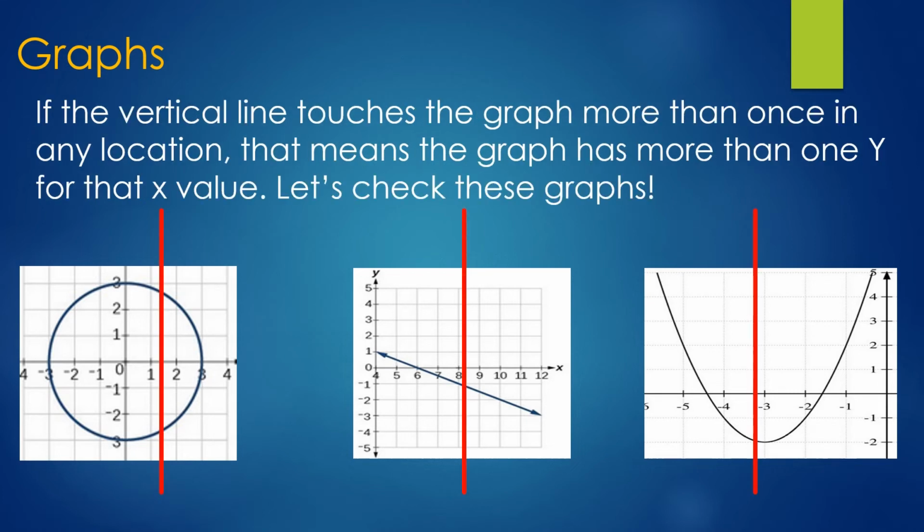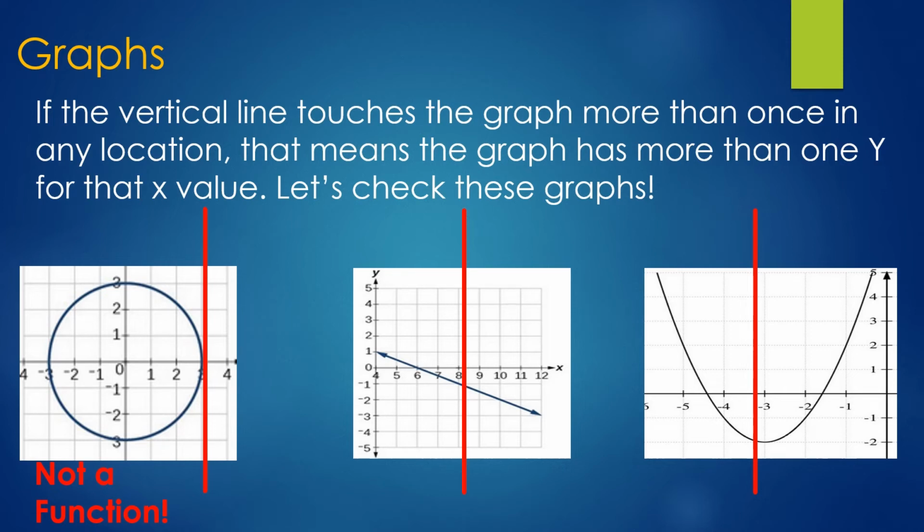If the vertical line touches the graph more than once in any location, that means the graph has more than one y for that x value. Let's check these graphs. Since that line touched the graph twice in multiple places, that is not a function, because if it was a function, it would only touch one time.